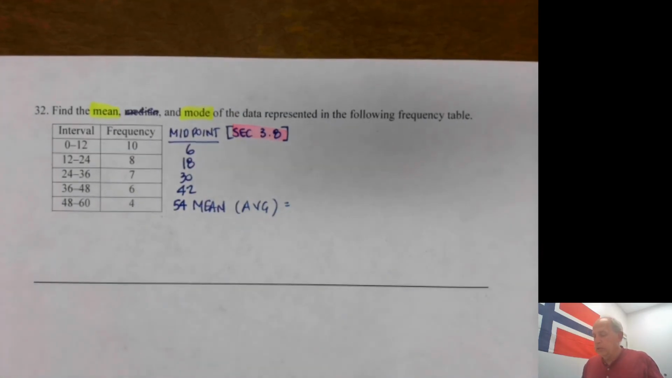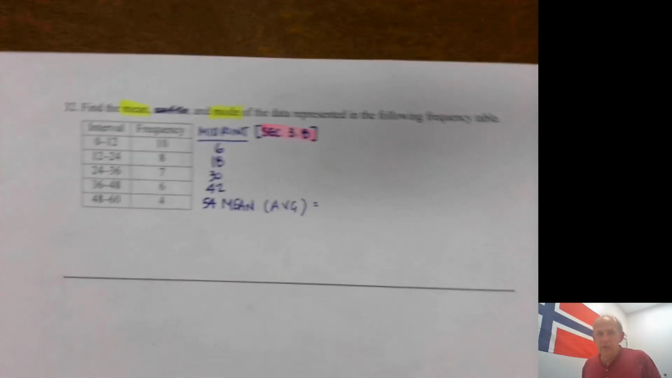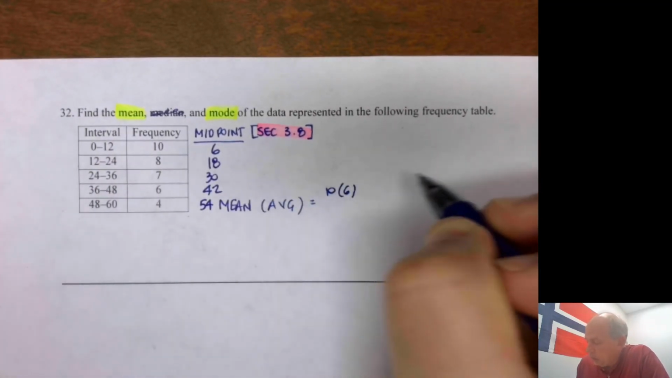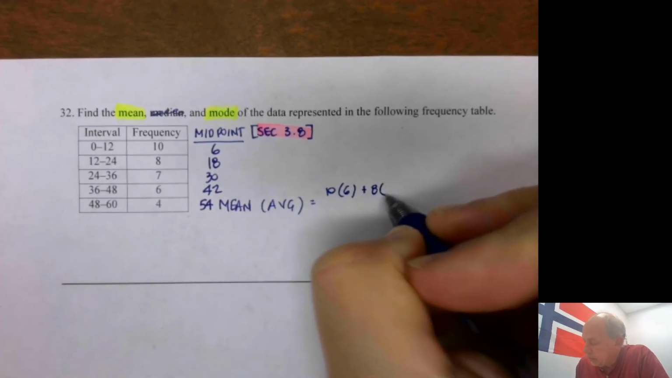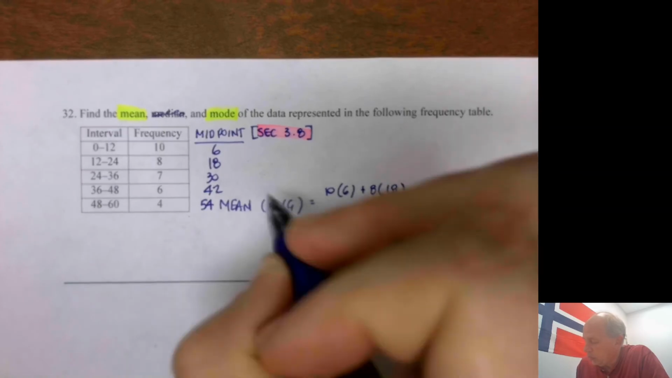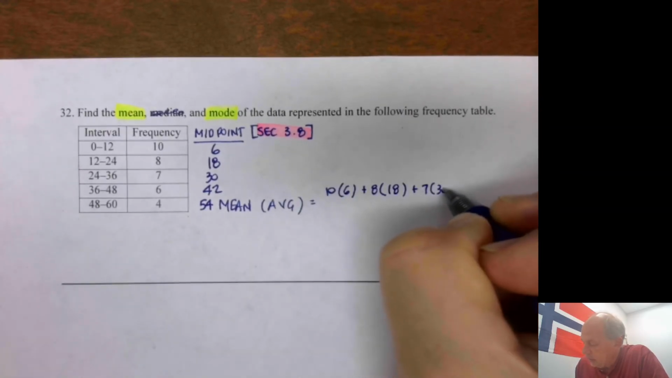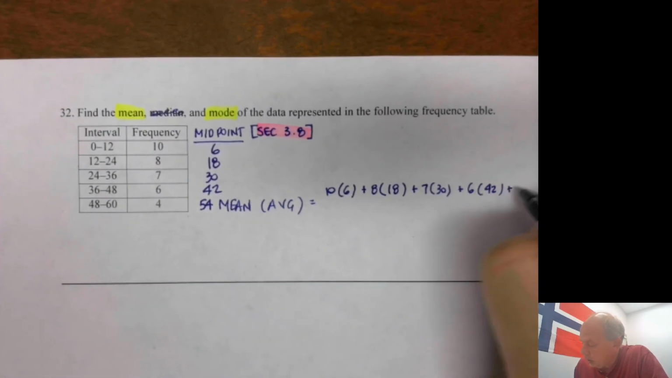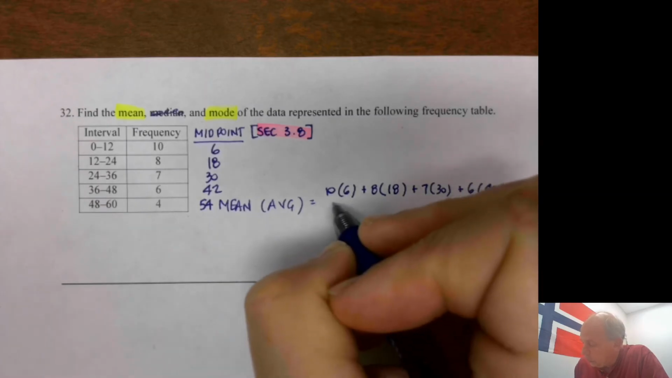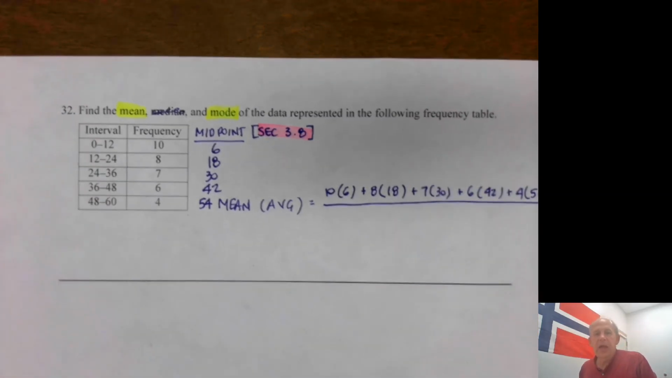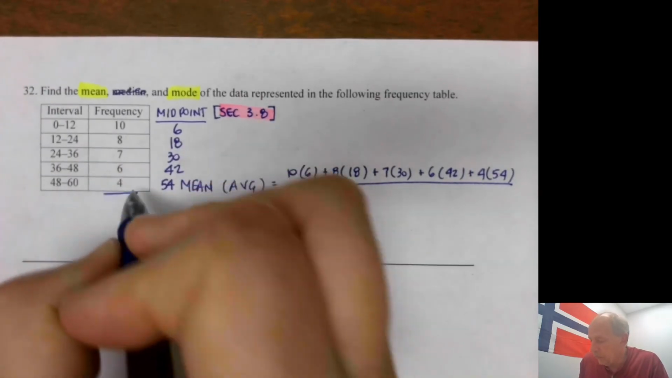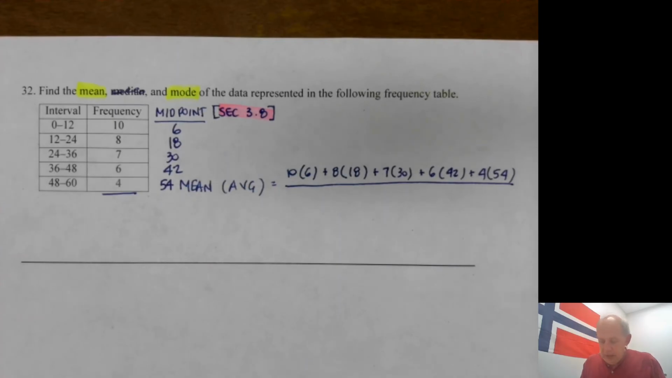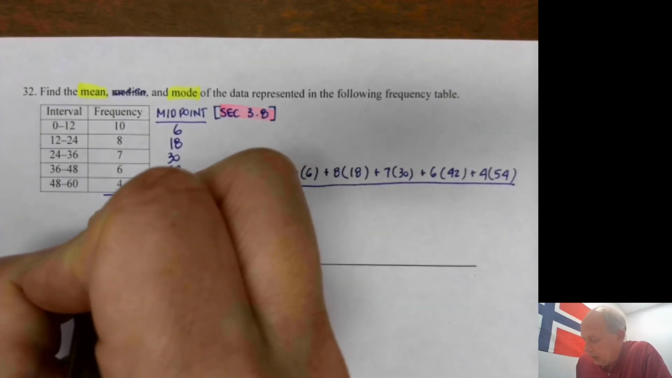Now, to find my mean or my average, I'm going to say there were 10 data points whose midpoint was 6. I'm going to say there were 8 data points whose midpoint was 18. 7 at 30, 6 at 42, 4 at 54. Now, I have to divide that by the number of frequencies, because those are my number of data points. So I'm going to add up all of those values. I end up with 35.